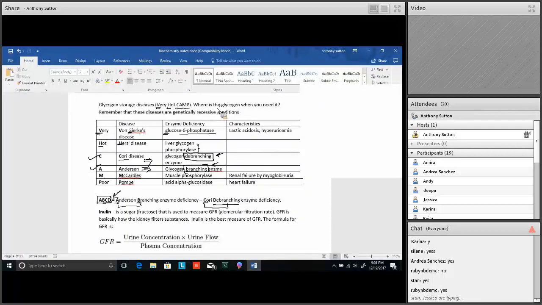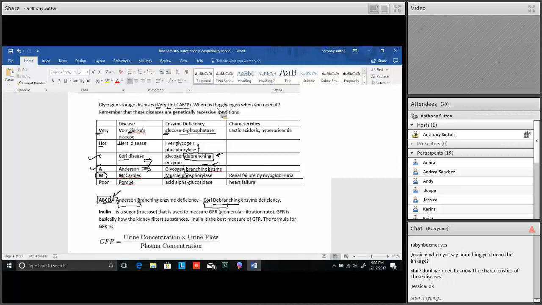All right. So let's look at the next one. The next one is called McArdle's. This is probably the easiest one because McArdle starts with the letter M, right? M. So guess what? The problem with McArdle's is a problem with muscle phosphorylase. When you say branching, you mean the link. Exactly, Jessica. That's right. When we say branching, we mean the linkage, how they're linking.